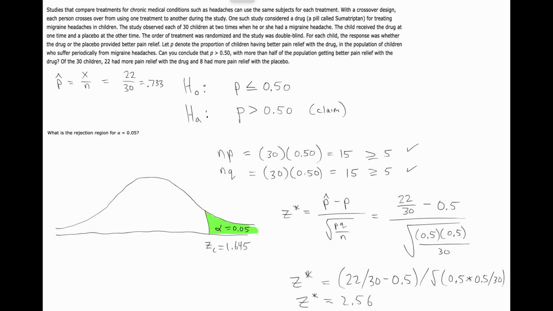Is the z star in the rejection region or no? So let's put the z star over here. It is in the rejection region. It's 2.56, which is greater than 1.65. So we will reject the null.